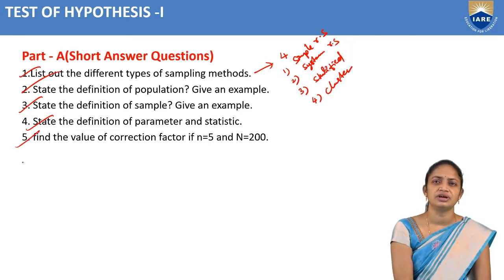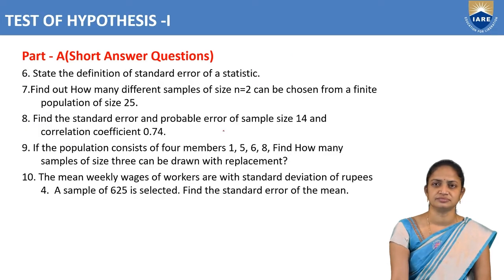Okay, coming to the next question, find the value of correction factor. The correction factor formula is N minus n by N minus 1. So here we have capital N and small n. And state the definition of standard error. Standard error equals sigma by root n. So this is the formula for standard error.